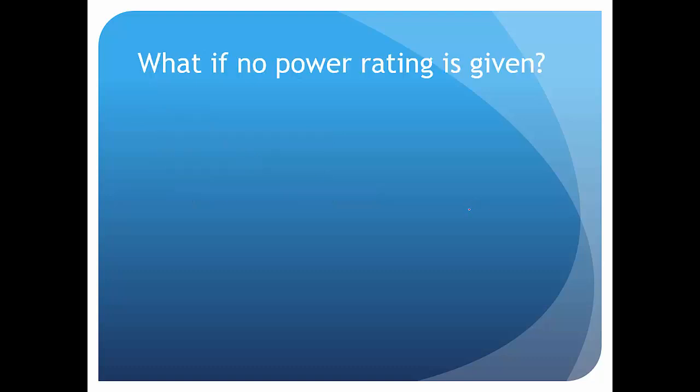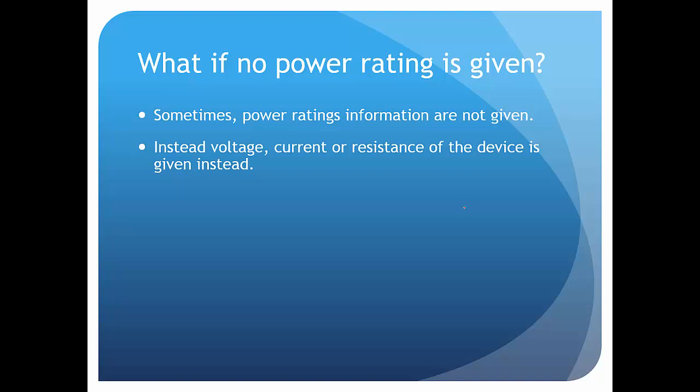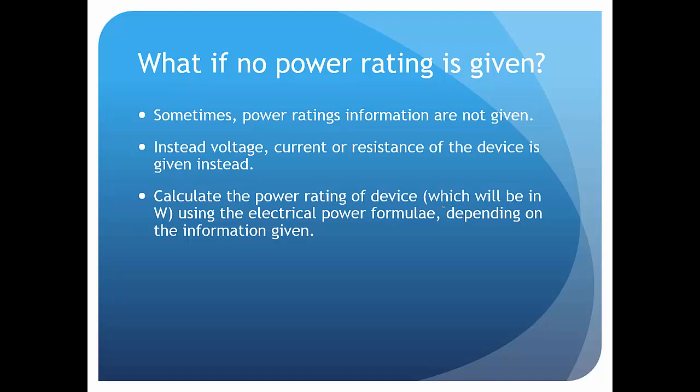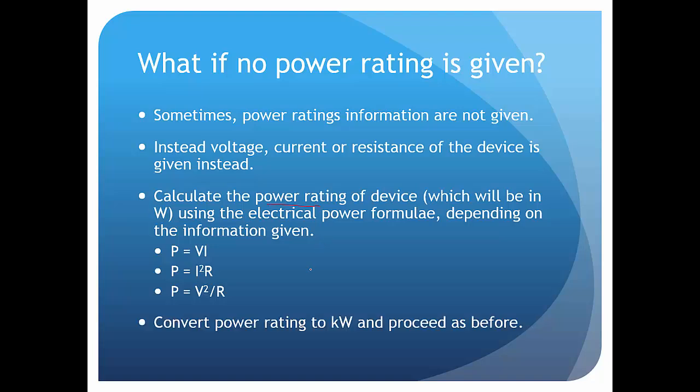What if no power rating is given? Sometimes the voltage, current, or resistance of the device is given instead. So what you need to do is calculate the power rating of the device using the electrical power formula. Depending on the information, sometimes you're given the voltage and the current, sometimes the current and the resistance, sometimes the voltage and the resistance. And of course, then you need to convert into kilowatt and proceed as normal.